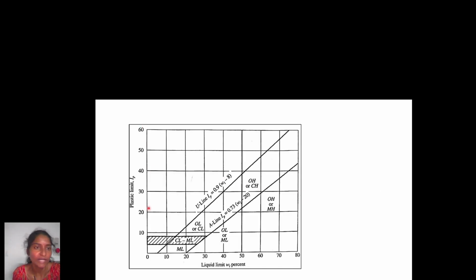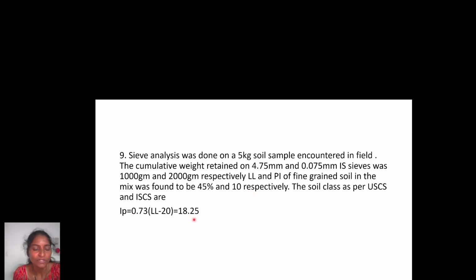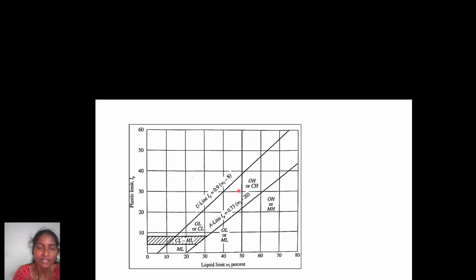So if we see the classification chart, the plasticity index limit is 0.73 into liquid limit minus 20, that is the equation. Using that equation, we can calculate the limit of plasticity index. The liquid limit is already given as 45%. If we substitute, we get the plasticity index limit as 18.25. But in the current problem, they have given plasticity index as 10. So our plasticity index is less than the limit. That means our soil falls in this region. So you can say our soil could be either organic or silty soil.